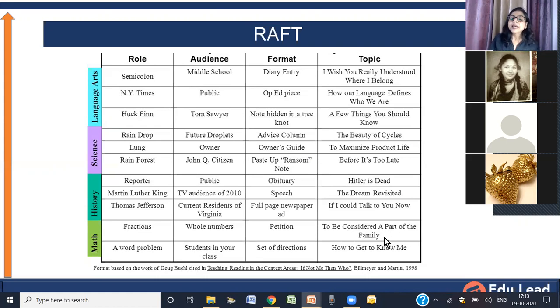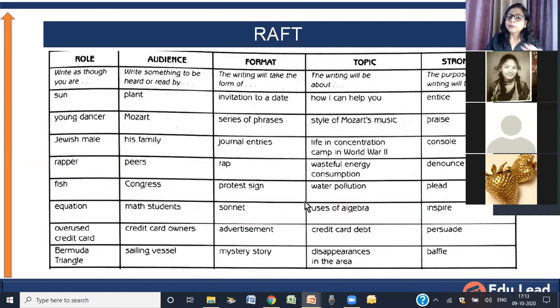All right, so these are some of the examples, and there are a number of different examples for different subjects, which I'll share with you. Now, for example, over here there is a strong verb also, that's why I have put it here. Sun is speaking to plants, and the format is an invitation for a date. The topic is how I can help you, and the strong verb here is enticing.